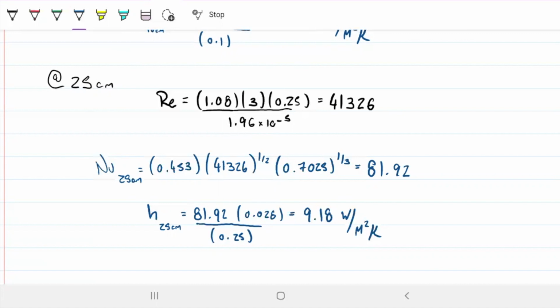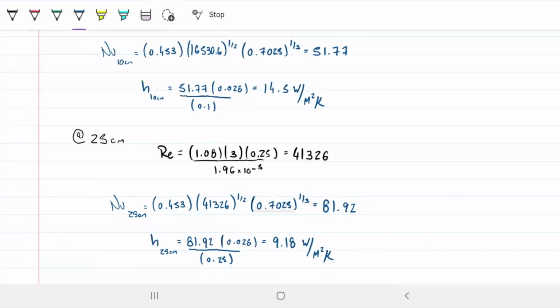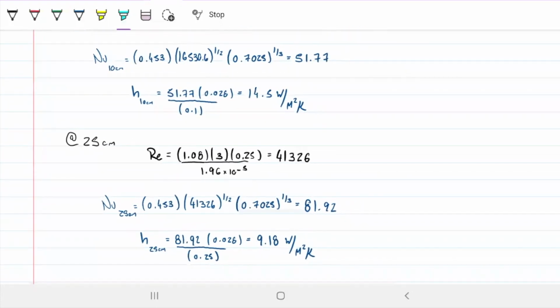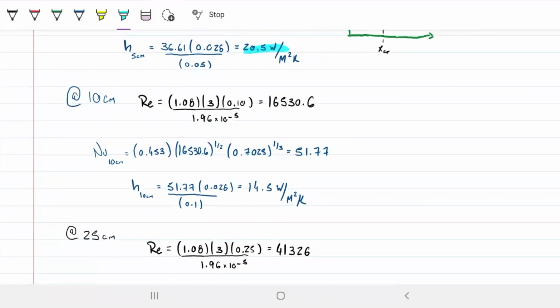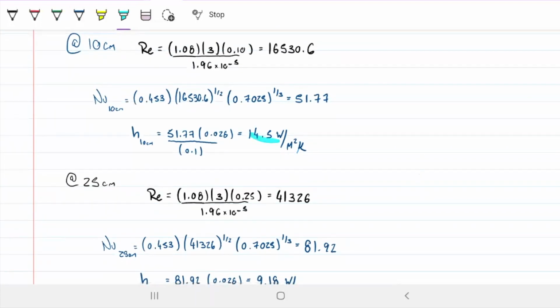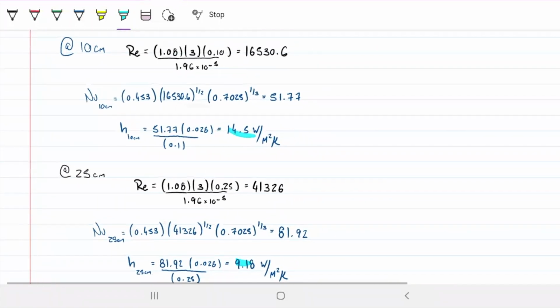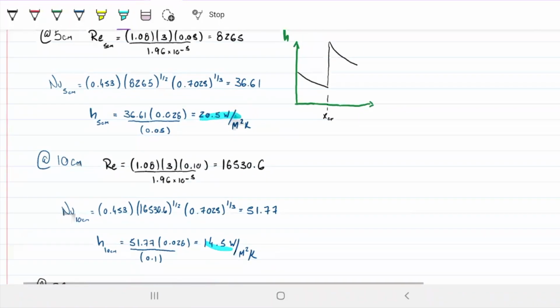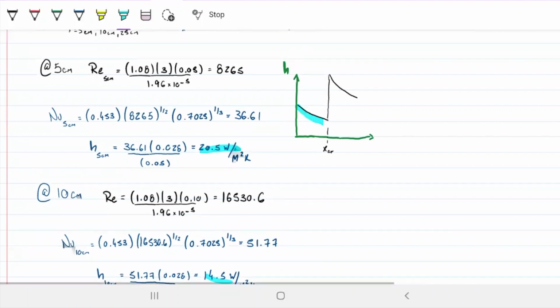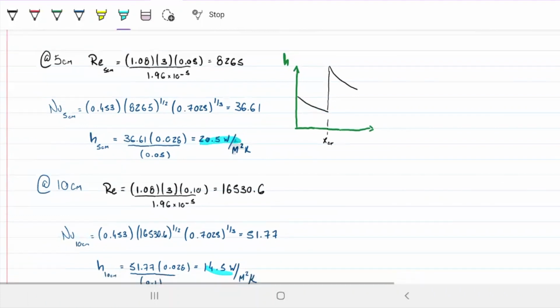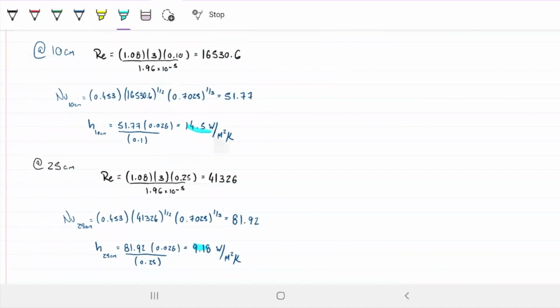So indeed, the behavior we just talked about is what ends up happening. Our convective coefficient is decreasing. If you recall, it started as 20.5, then 14, then 9.18, precisely as predicted. So it's decreasing in this region here. If our plate was longer, if the length of it was greater, then we would find at some point that the flow would become turbulent, and then this value would shoot up again, and then it would start to decrease again slowly. Questions on this problem?